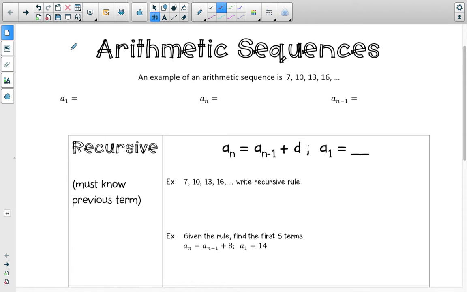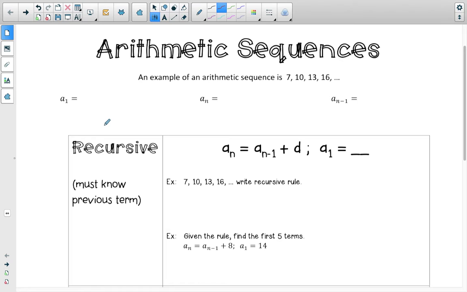This video is on arithmetic sequences. An example of an arithmetic sequence is 7, 10, 13, 16. An arithmetic sequence is when you are adding or subtracting the same amount every time. An arithmetic sequence goes very well with linear equations because it is what a linear equation is.